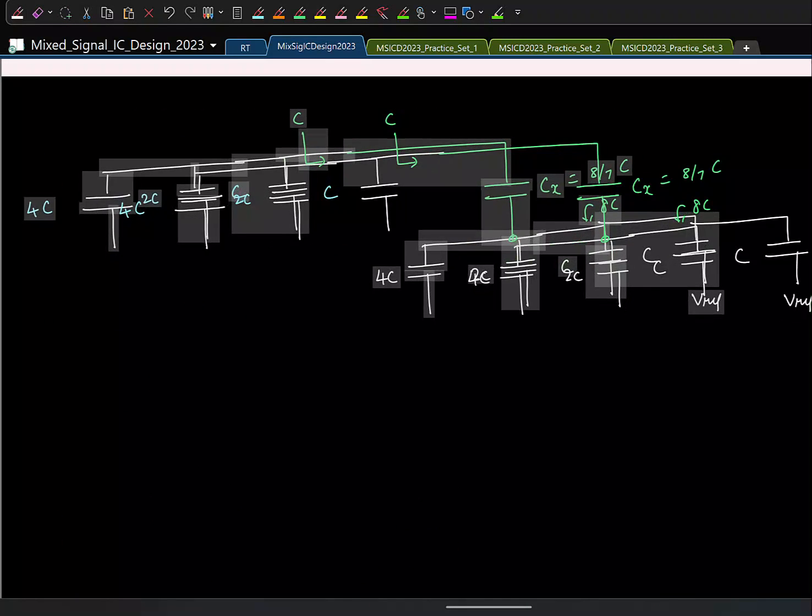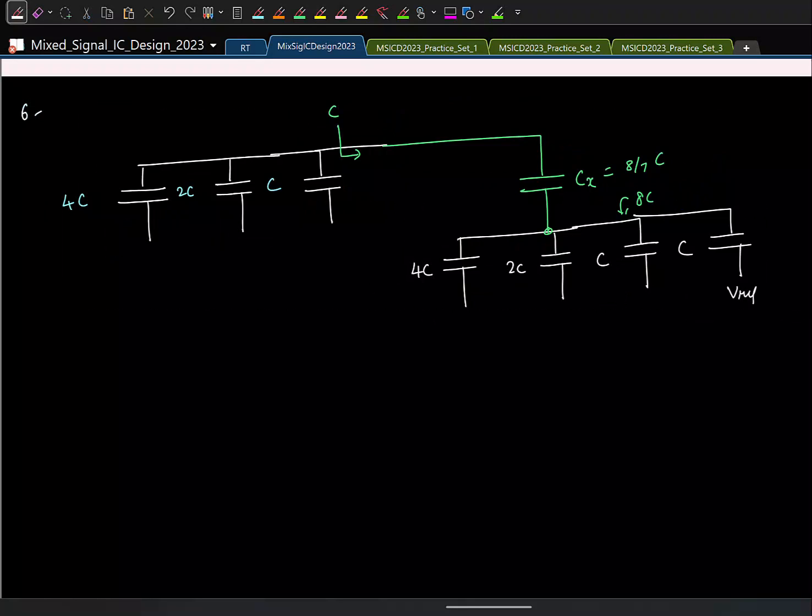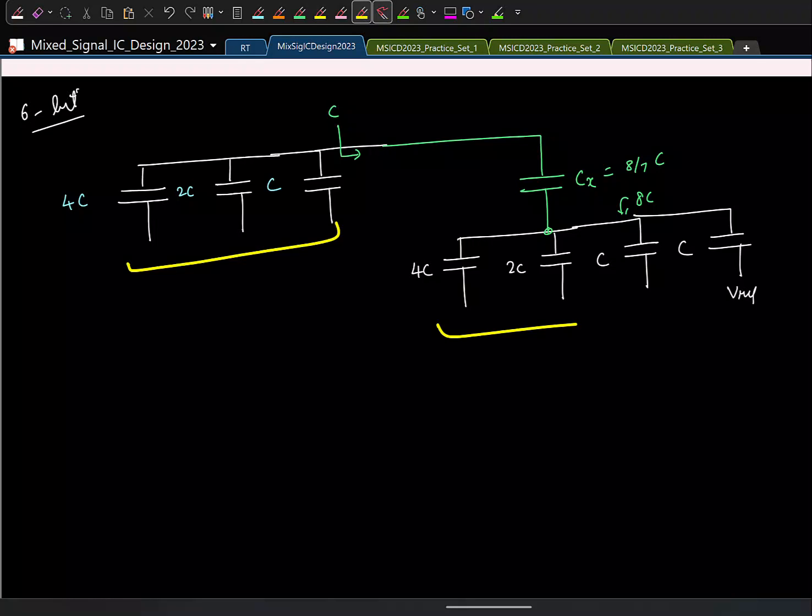Now we know that this is going to realize a 6-bit SAR, and we have done that by taking two 3-bit DACs and putting them in series. This capacitor is often called the bridge capacitor, and this technique in general is often referred to as split C-DAC. Basically, the 6-bit DAC is split into two 3-bit DACs, and then you connect the two 3-bit DACs.